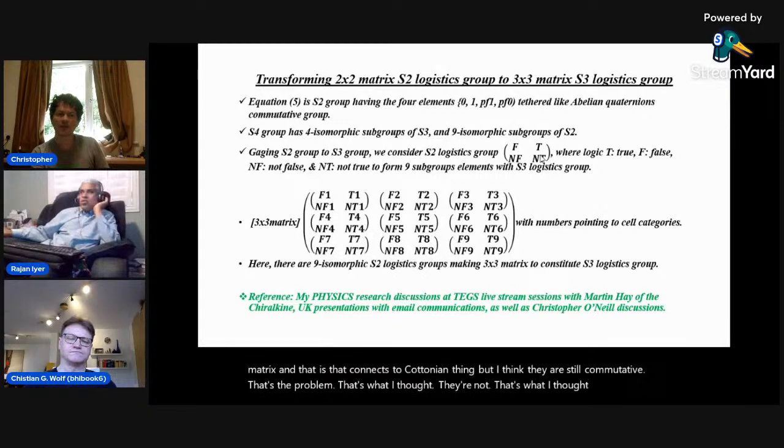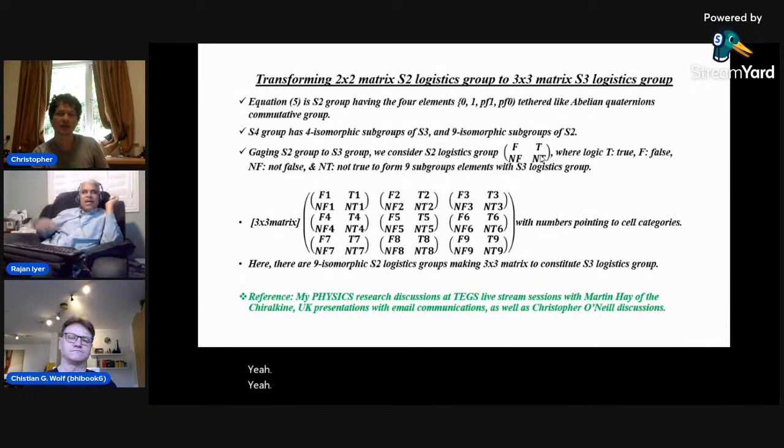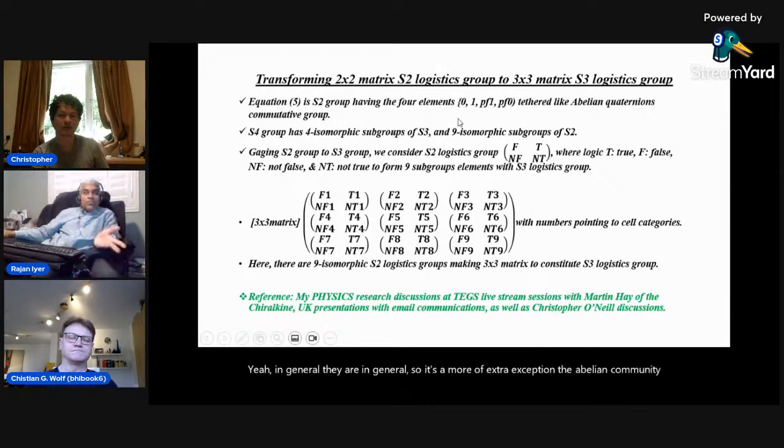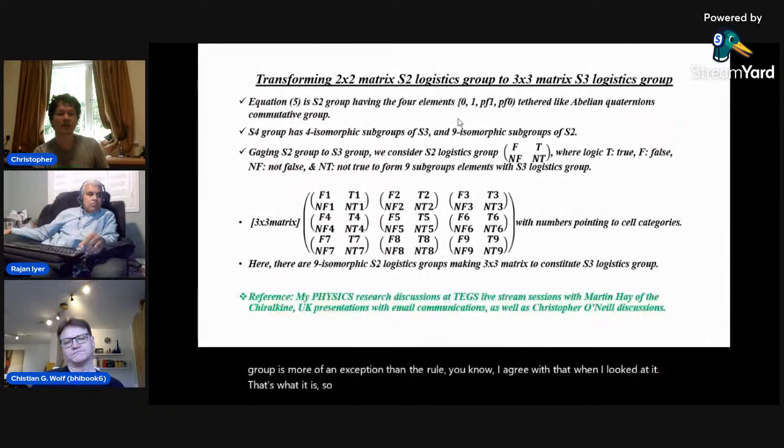I mean, you were looking into whether some matrices can be commutative? As far as I know, it's a property of matrices that they're non-commutative. So in general, the abelian commutative group is more of an exception than the rule. I agree with that. When I looked at it, that's what it is. I've never heard of that before. I mean, you obviously did some research into it. I just heard that matrices are non-commutative, so I didn't look into it anymore.